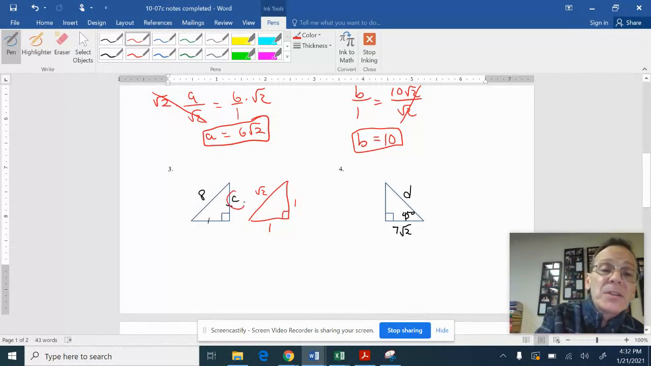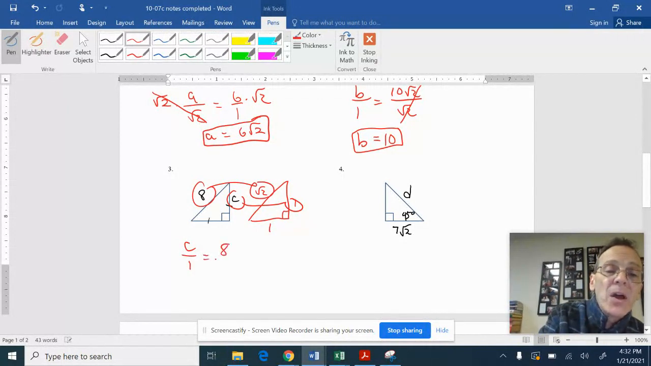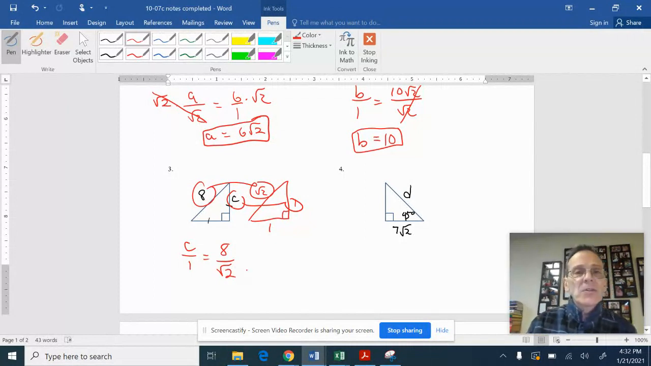Now, this C corresponds to the 1, and this 8 corresponds to the radical 2, and so our equation looks like this. C over 1 is equal to 8 over radical 2. Now, again, there is no algebra necessary to solve for C. This equation is already solved for C because C divided by 1 is C.